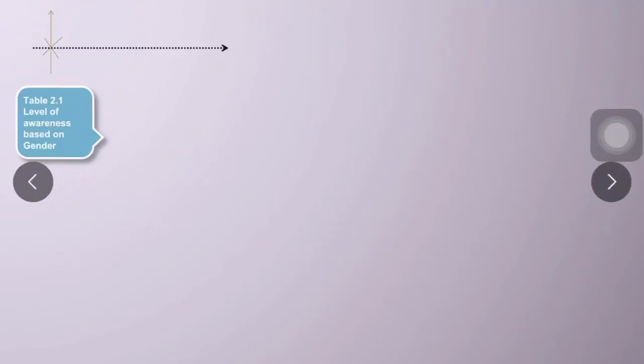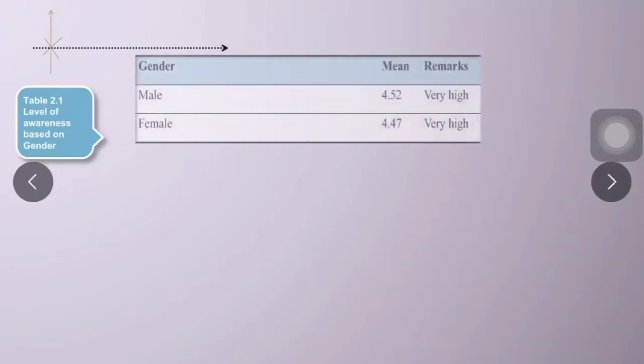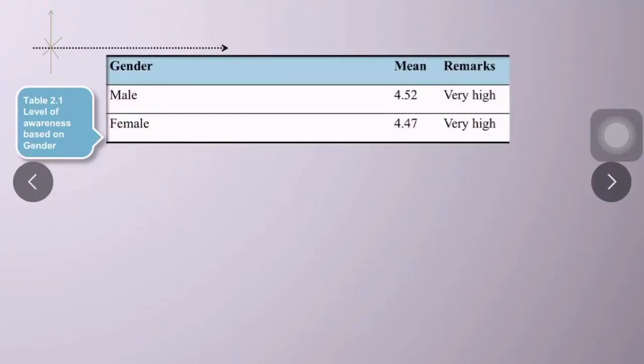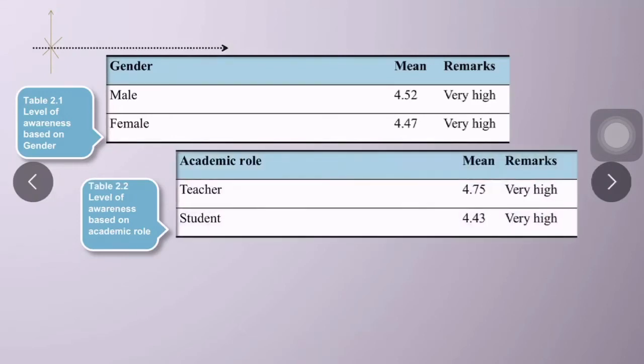Table 2.1, level of awareness based on gender. Table 2.1 shows that respondents gave very high remarks and have a very high level of awareness on cultural diversity. Table 2.2 based on academic role. Teacher and student also obtained very high remarks. That means they are aware of cultural diversity.